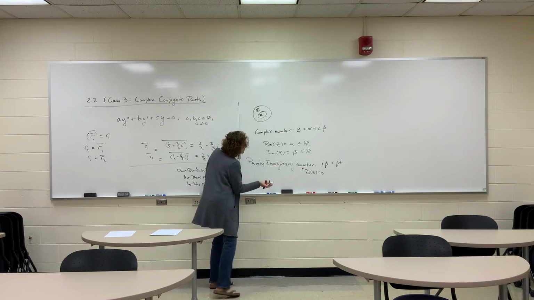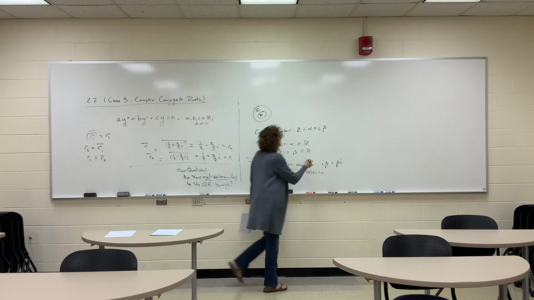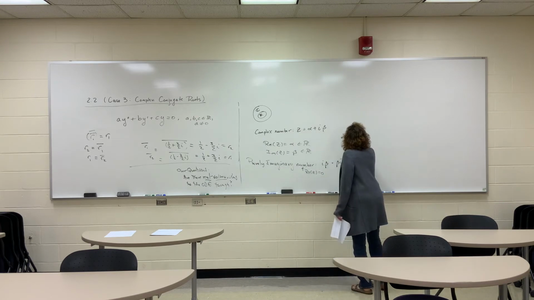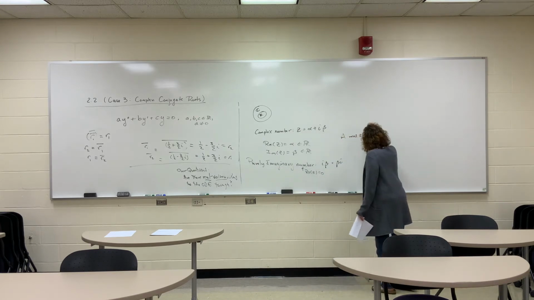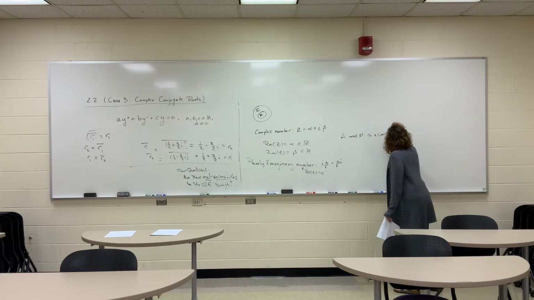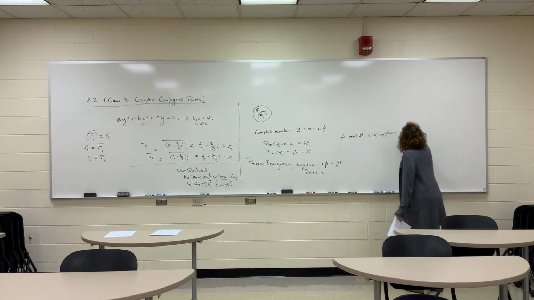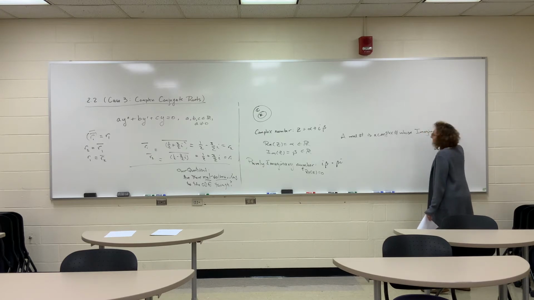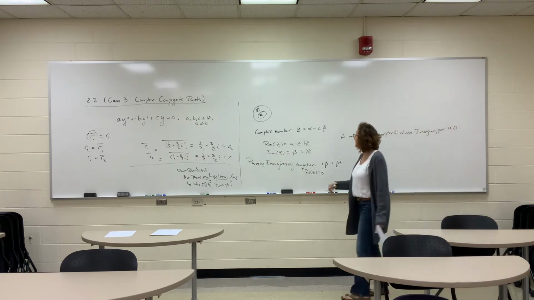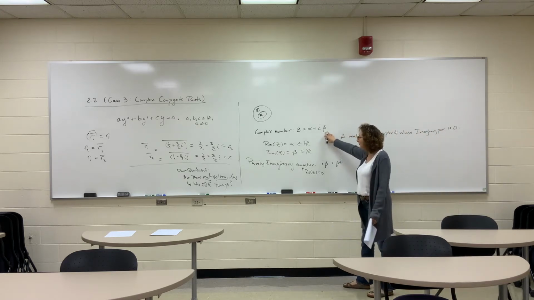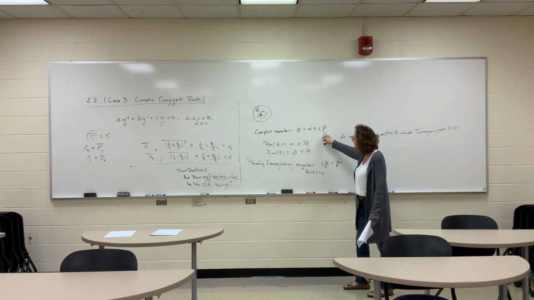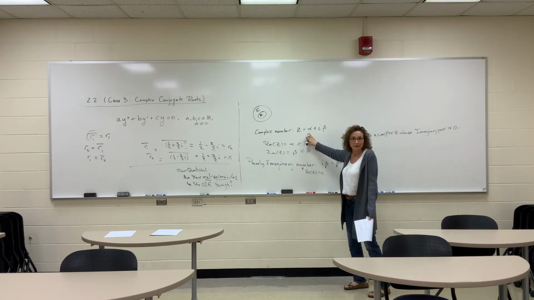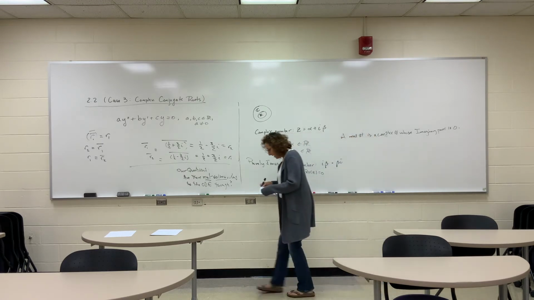So what is a real number? A real number is a complex number whose imaginary part is 0, right? Okay? So if beta is 0, if the imaginary part of z is 0, then z is just a real number alpha, right?